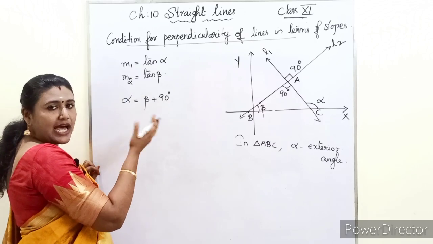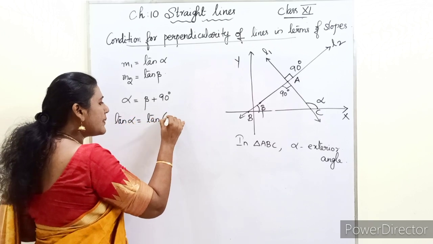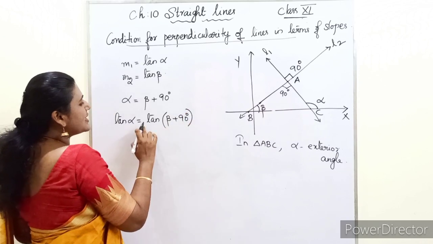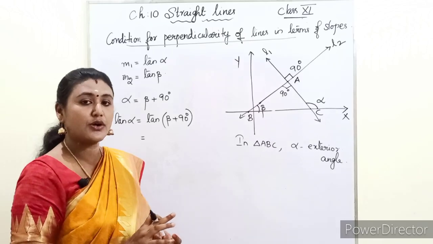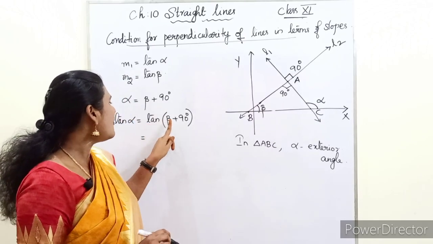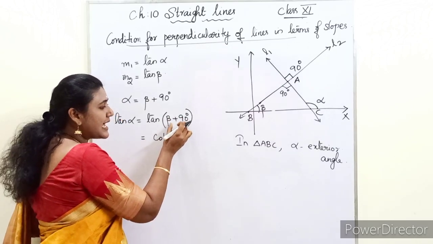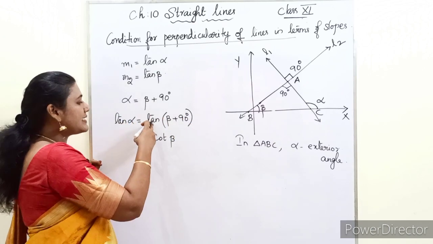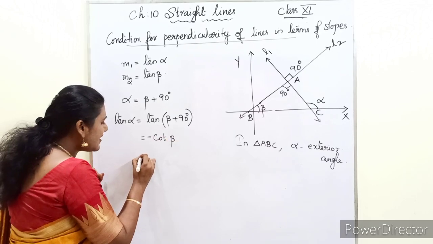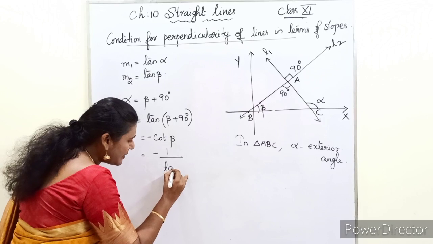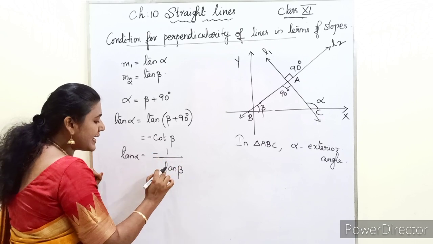Now we are going to take tan on both sides. So tan alpha is equal to tan of beta plus 90 degrees. So what is tan of beta plus 90 degrees? This we have already studied in the trigonometric functions chapter. So tan of beta plus 90 degrees is cot beta, and since this angle lies in the second quadrant where tan is negative, you will get minus cot beta. Again, this cot beta we can write as 1 by tan beta. So we got tan alpha is equal to minus 1 by tan beta.